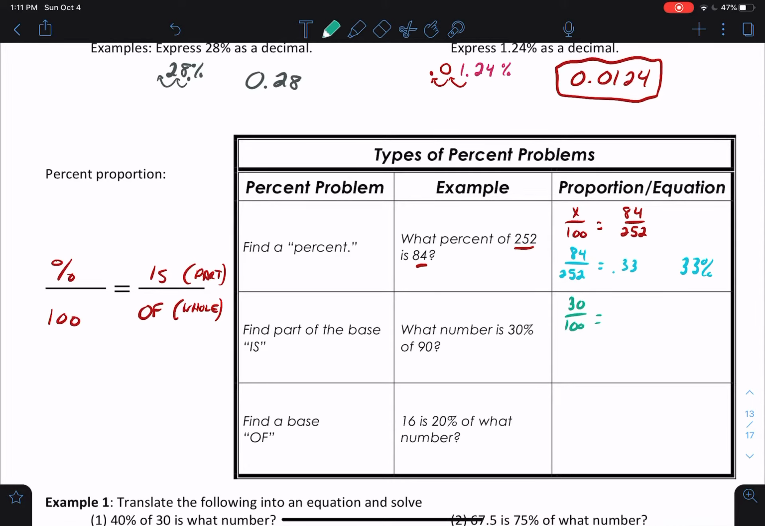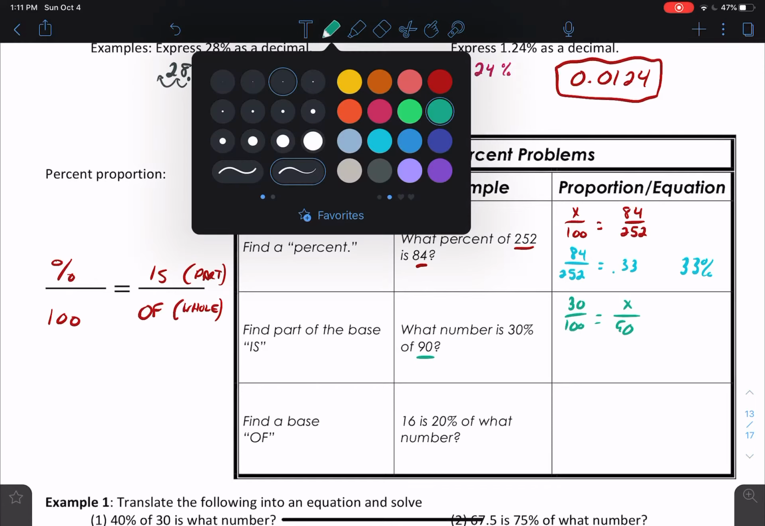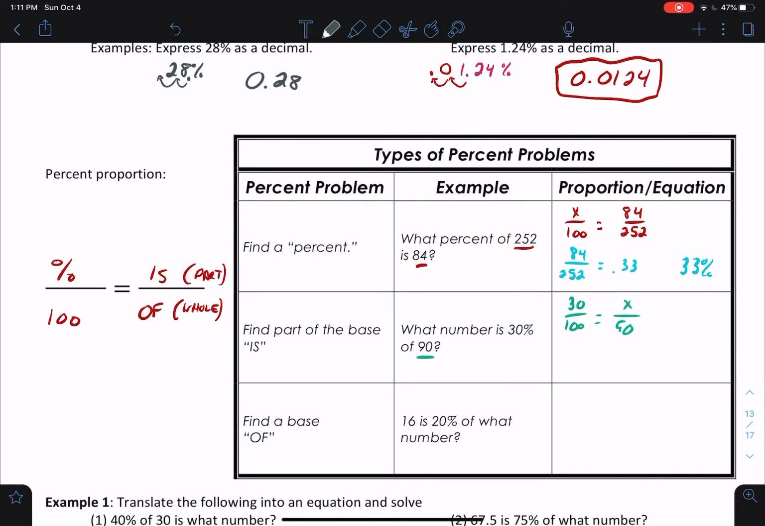We're trying to find what number is, so we don't know part of the base. We don't know our is, but we know the of is 90. Okay, so we could cross multiply and solve that. But the more typical way that we're going to solve this is translate this into an equation.